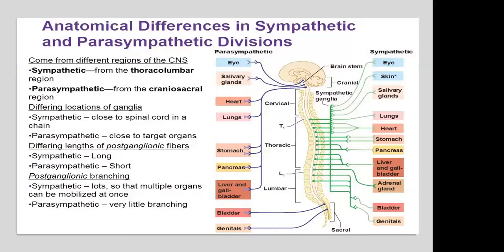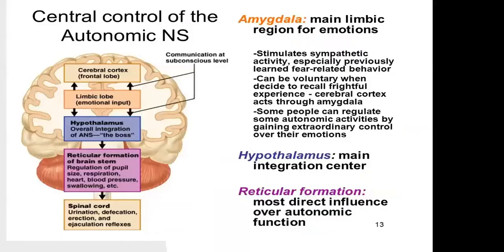So what I can say about the parasympathetic and the sympathetic is that they do the opposite of each other. For example, the parasympathetic stimulates the flow of saliva, while the sympathetic inhibits it. The parasympathetic will slow the heartbeat, while the sympathetic will accelerate it. One more example: the parasympathetic will constrict the bronchi, while the sympathetic will dilate them.